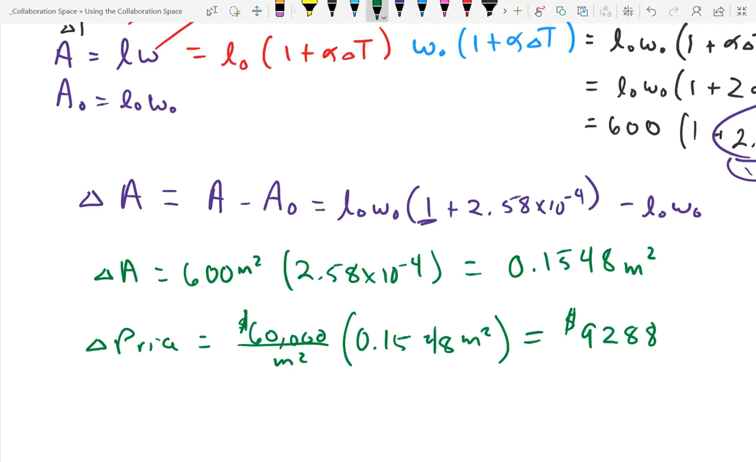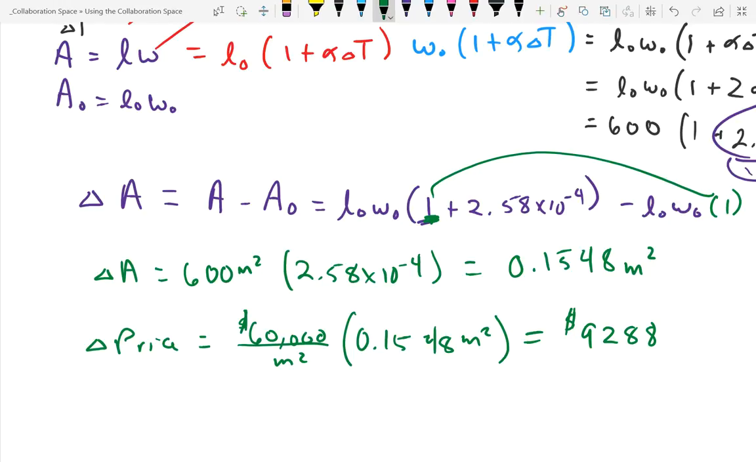Question? What about the minus L naught? That I subtracted those out. I had L naught omega naught times 1 minus L naught omega naught times 1 there, and so the 1 subtracted out with that. It's a very good question. So it shows that if you were buying this really expensive real estate, yeah, do it on a hot day.